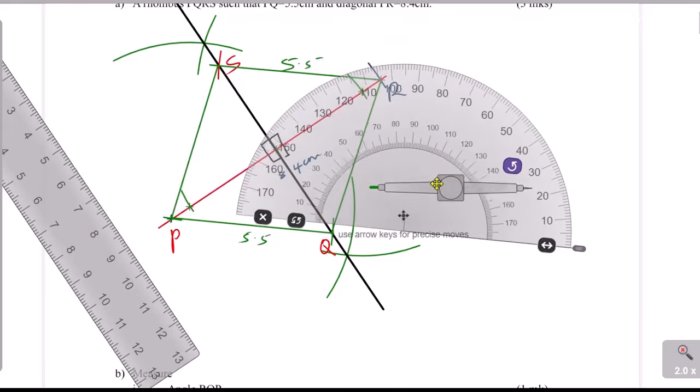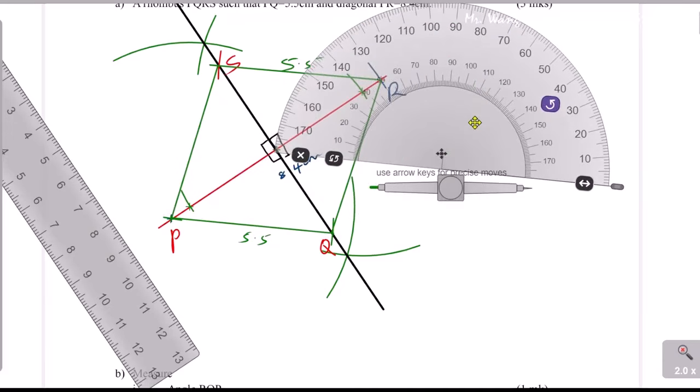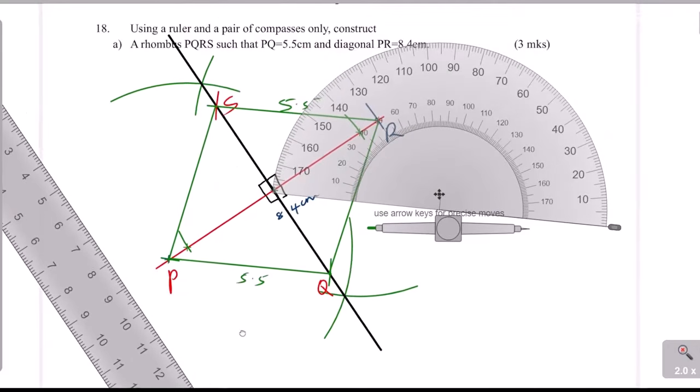So this is the angle. Let me mark the angle first. The angle you're required to find is RQP. RQP is this particular angle. We need this angle here. So that is the angle that you need to measure. That is what I'm measuring.